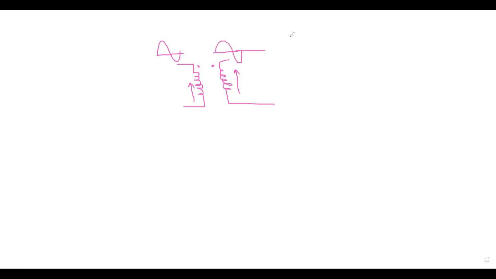If I am seeing the same connection where the two windings have the polarity, one polarity is this, one polarity is this, then this is the input coming, the flow of the current. Flow of the current is this. So it seems that is a subtractive polarity.